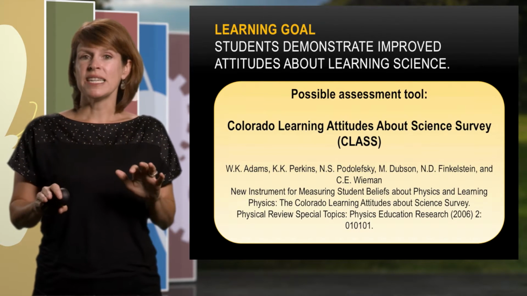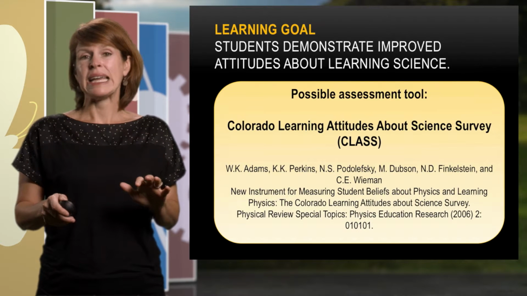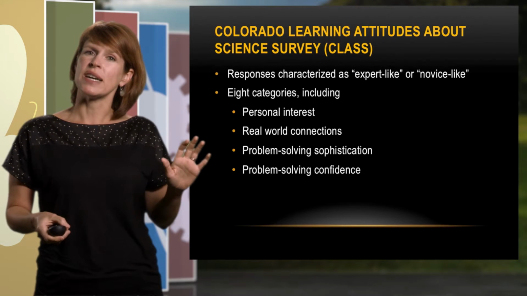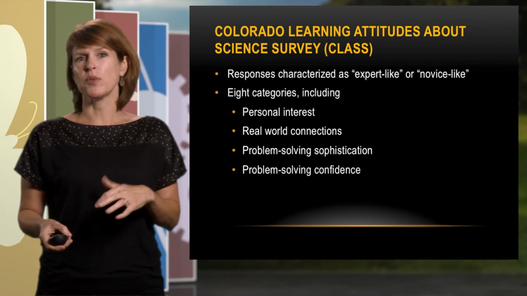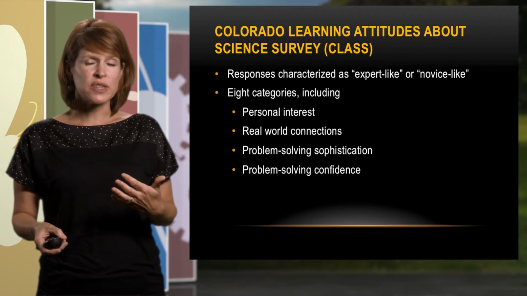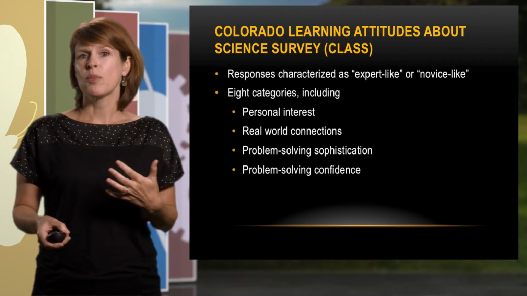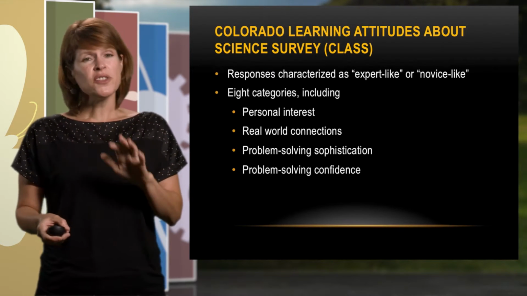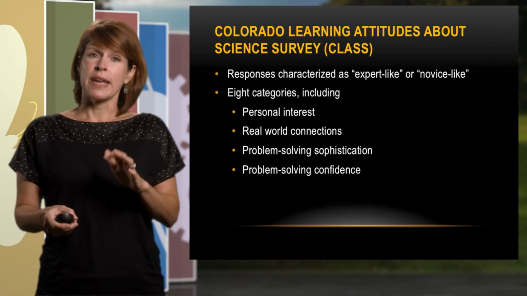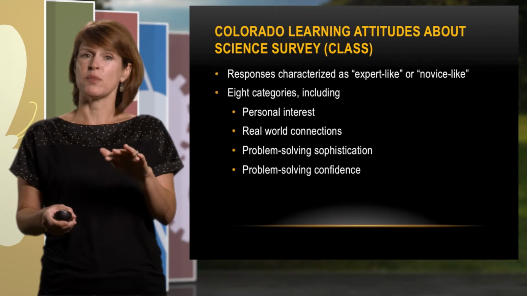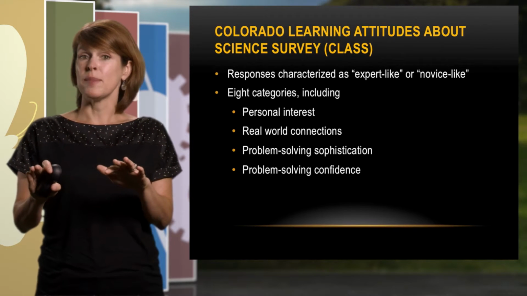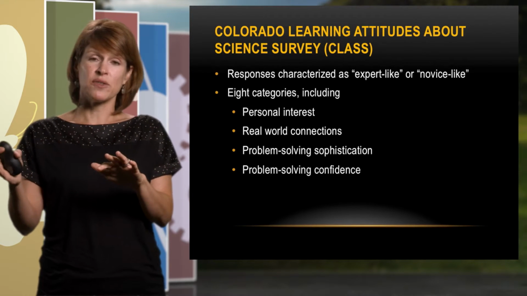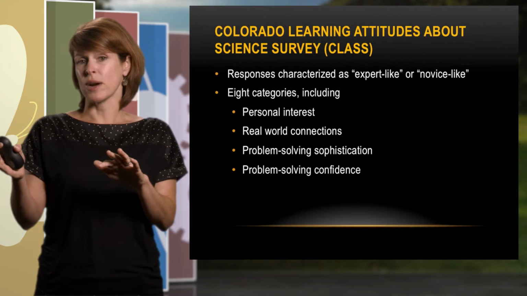The survey is designed to be completed in about 10 minutes, and it consists of 42 items in which students' responses are characterized as either expert-like or novice-like within 8 categories, including personal interest, real-world connections, problem-solving sophistication, and problem-solving confidence. The authors carefully described the development of the tool, including how these categories were determined and how the authors evaluated the validity and the reliability of their survey in papers that are available on the University of Colorado Boulder website.